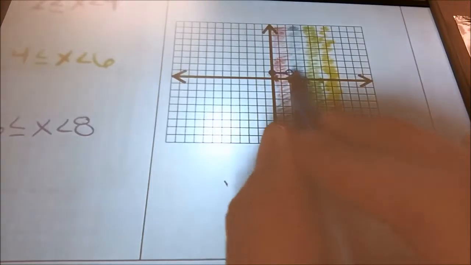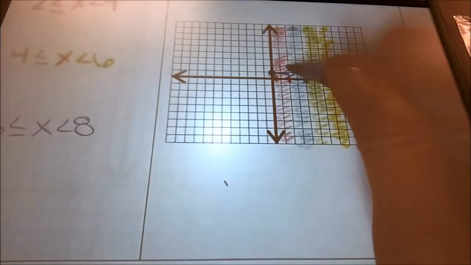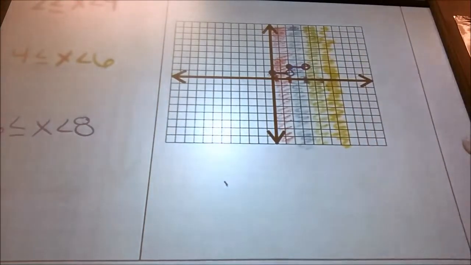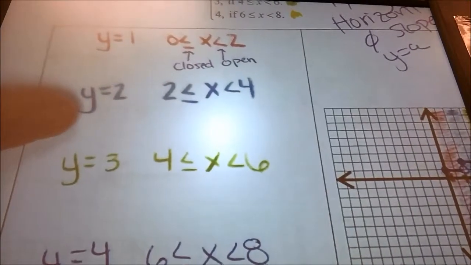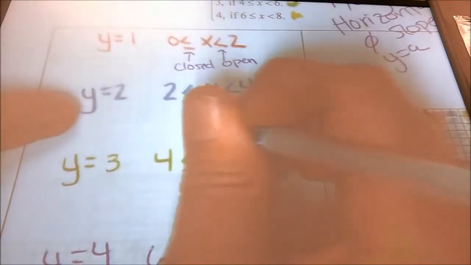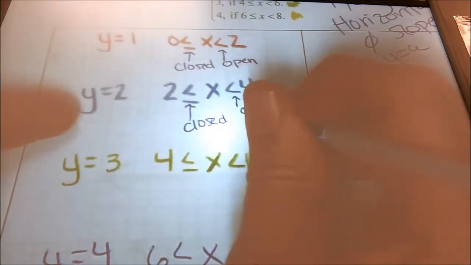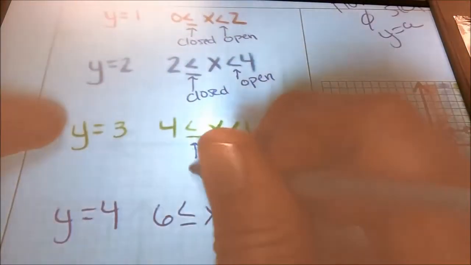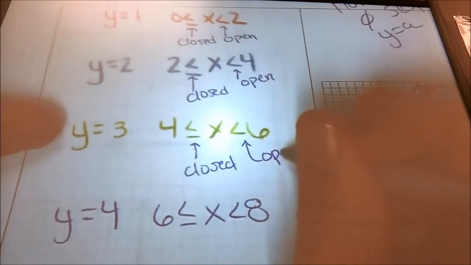Closed circle at 0, open circle at 2. Our next line is y equals 2, so that's right here, y equals 2 right here. Closed circle, open circle. So why a closed and open circle? So let's go back, look at our domain restriction here. This is going to be a closed circle. This will be an open circle, and that's consistent all the way down through, so my next line again, closed, open.